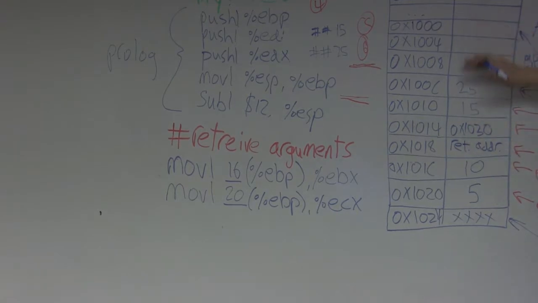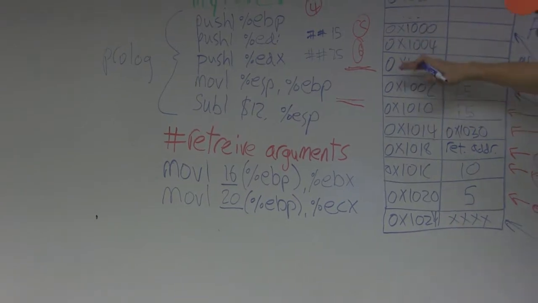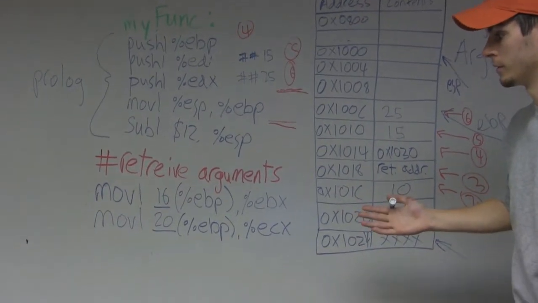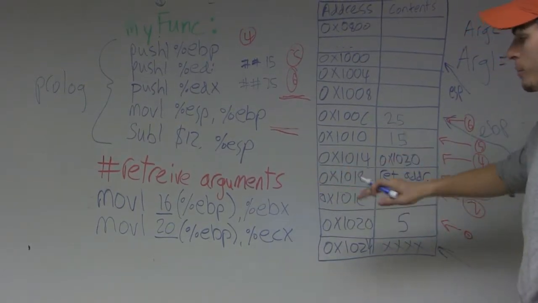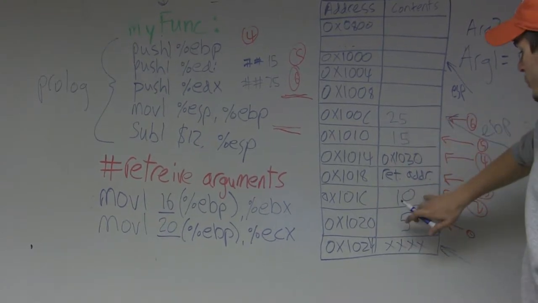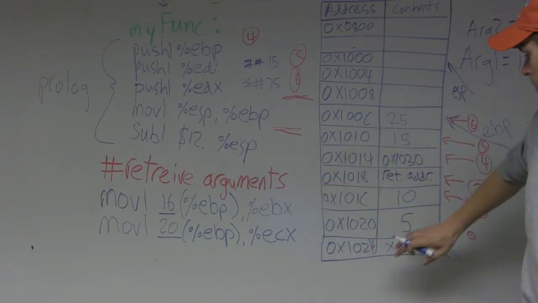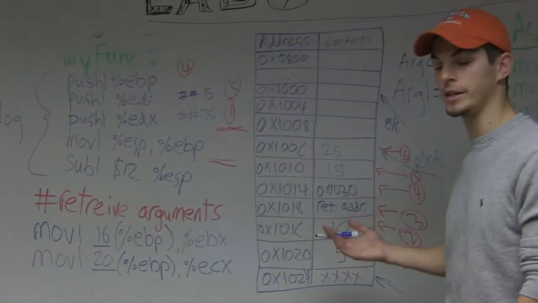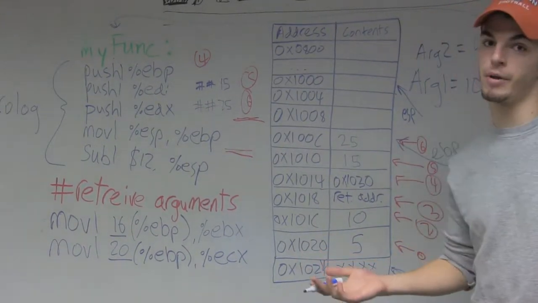Remember, the stack is oriented in an opposite manner, so by adding an offset, you're going down the stack. By making an offset of 16 from this location pointed to by the base pointer, you retrieve this argument, which is our first argument, and this argument, 20, which is our second argument. So that illustrates why the last in, first out principle is necessary in order to pass parameters using the stack.